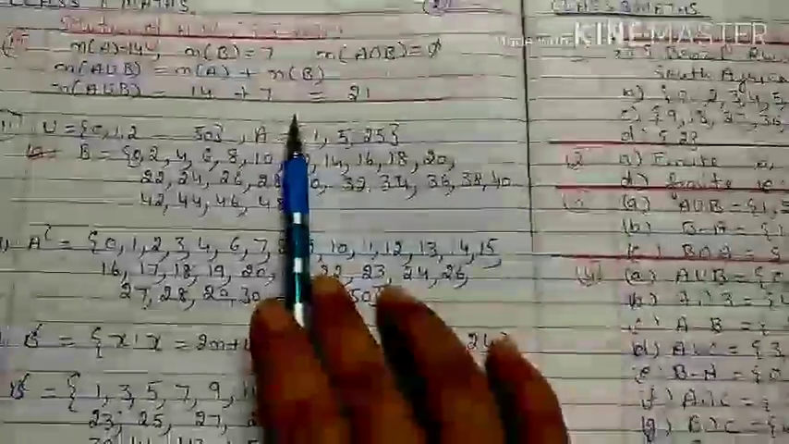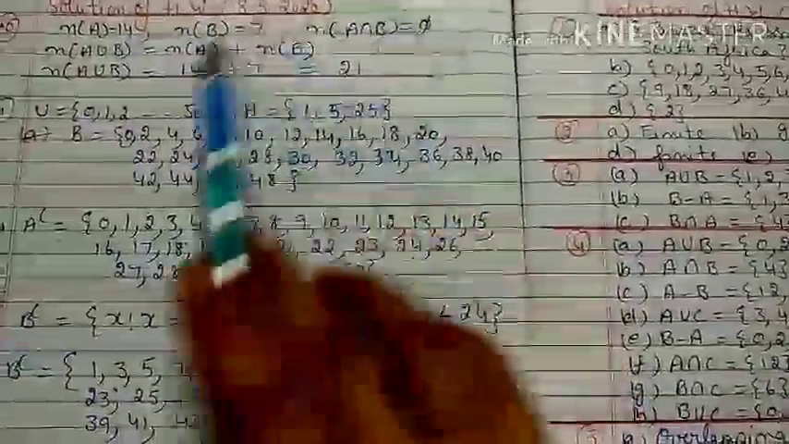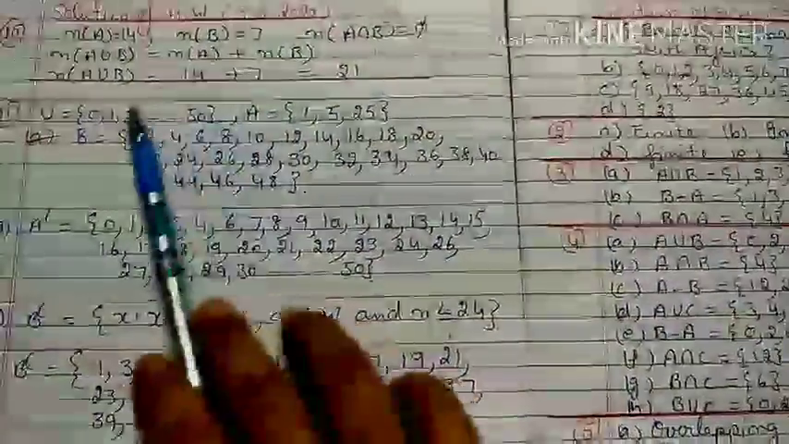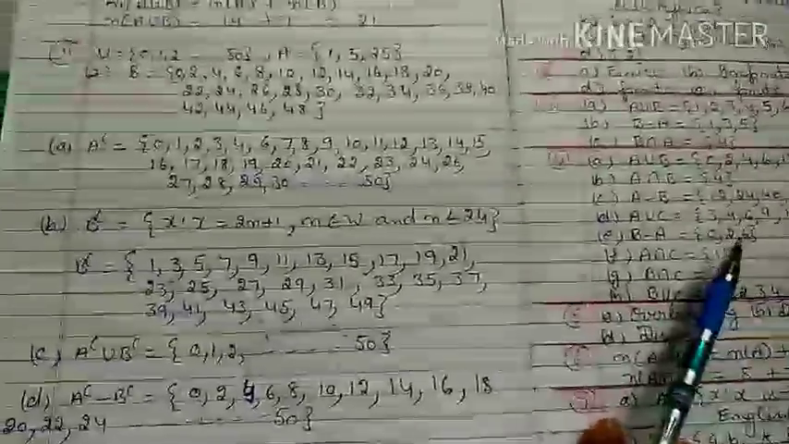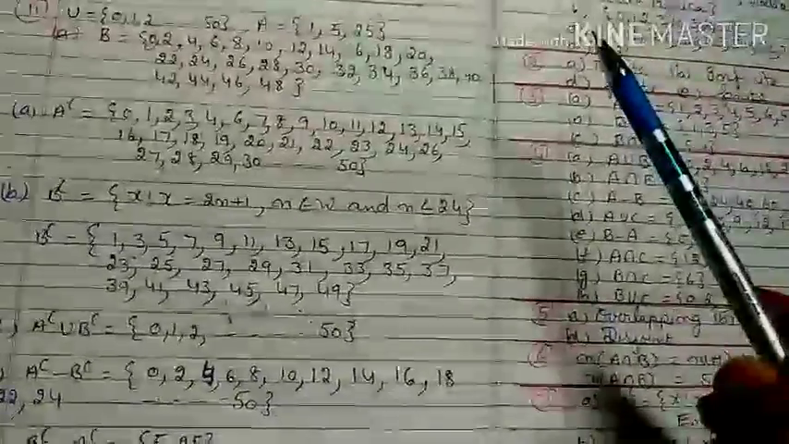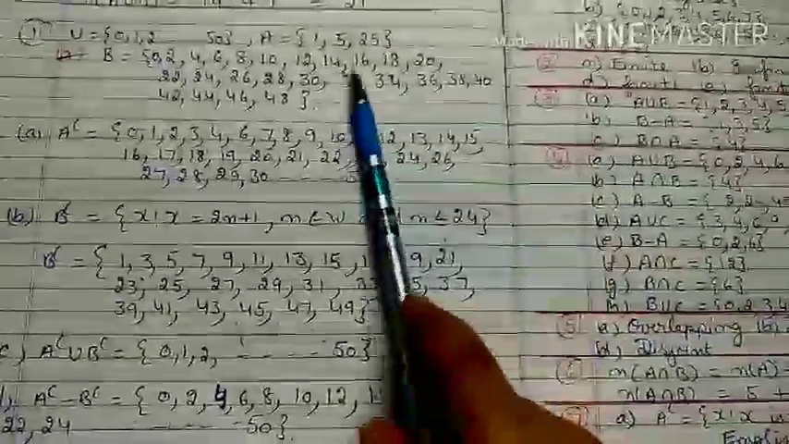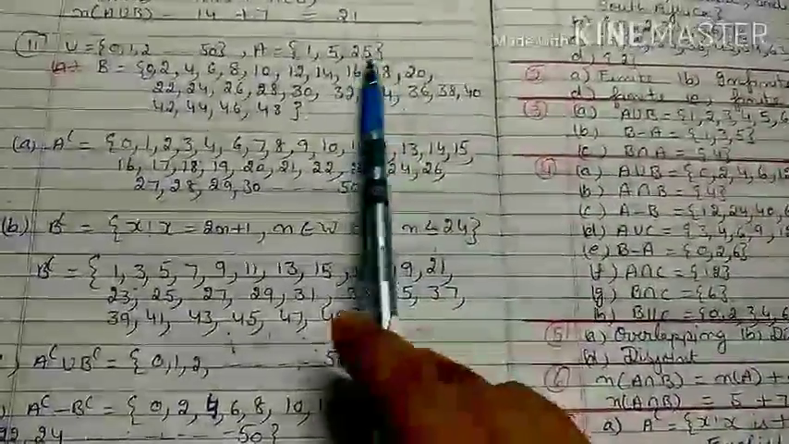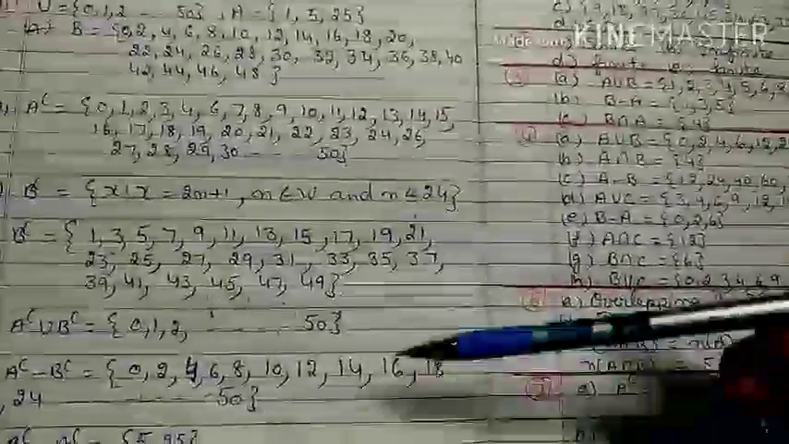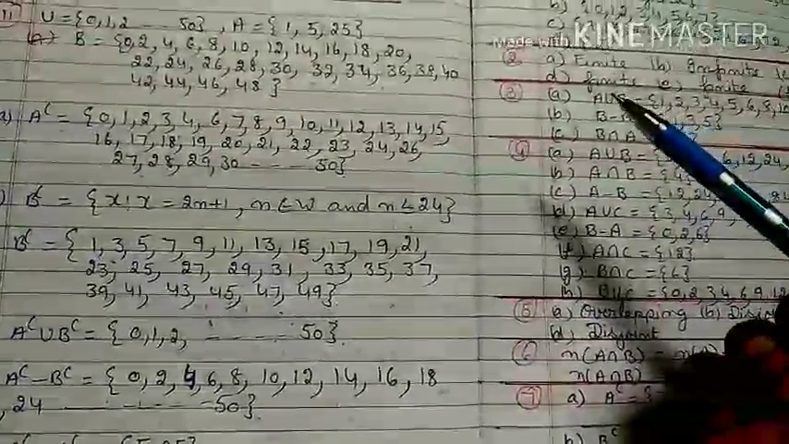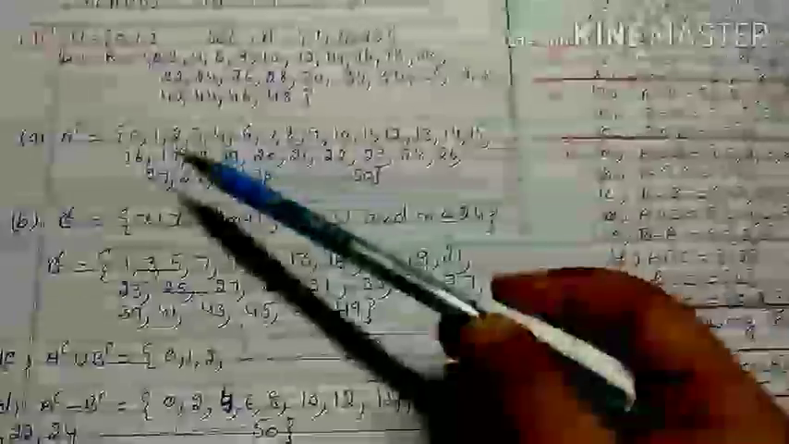Next, the number of elements in A is 14, B is 7 and A intersection B is 5. You just add the number of elements of A and B, that gives you A union B. Now your last question, your universal set is given as 0 to 50. Set A, when you convert it into tabular form, is the factors of 25. Factors of 25 means 25 comes in which table? 1, 5 and 25. Your B set is x equal to 2n, n belongs to N, x less than 50.